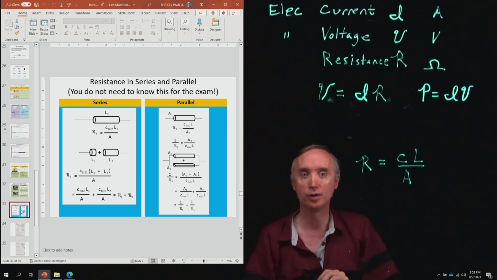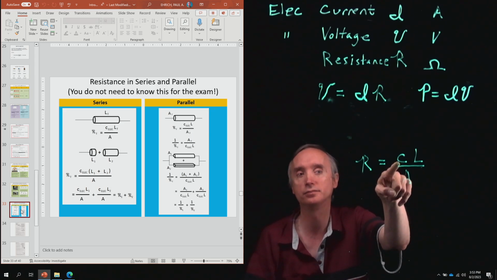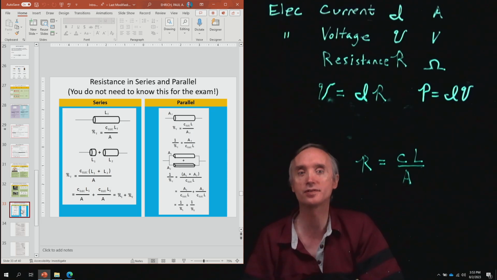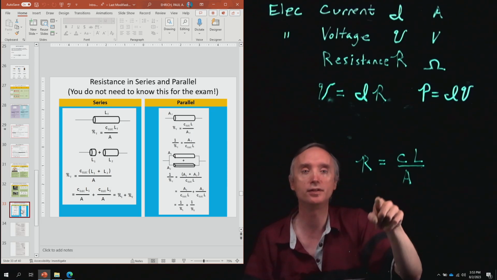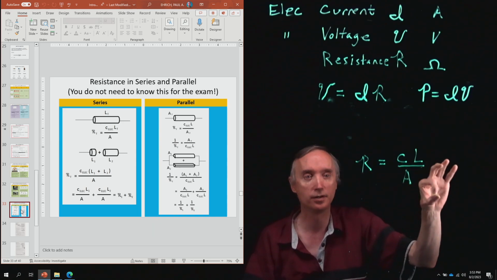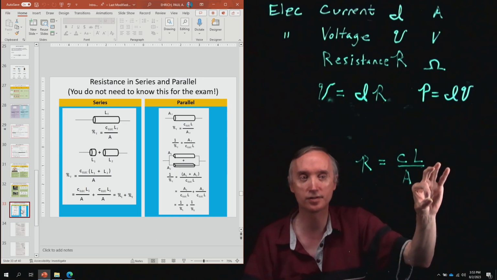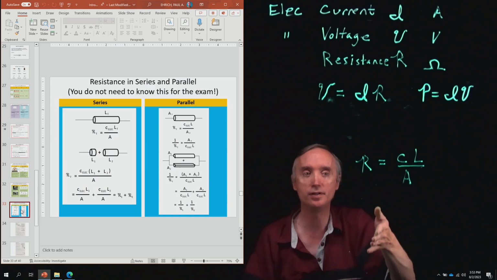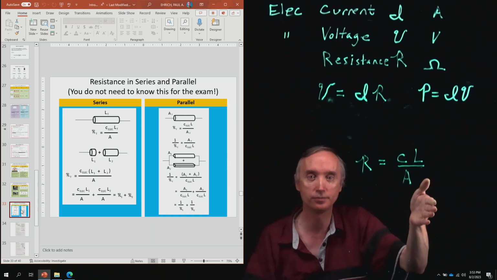What did we do? We changed the L. We didn't change the C because it's still made of the same material. We didn't change the A because it's still the same cross-sectional area of the wire. All we did is we chopped it up into 2 pieces.